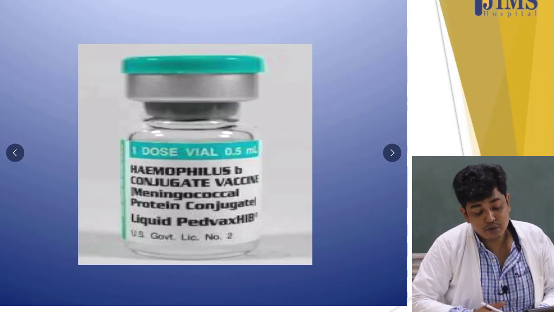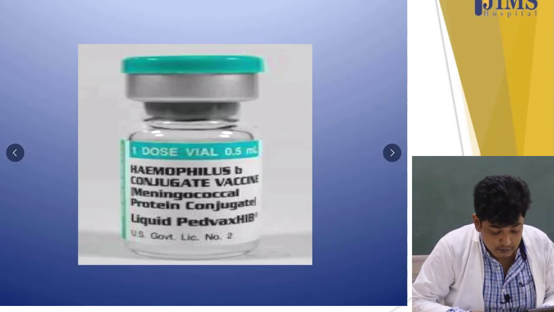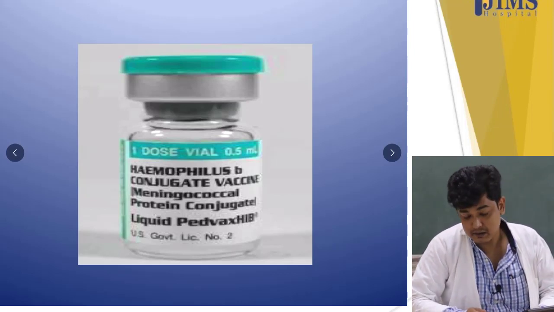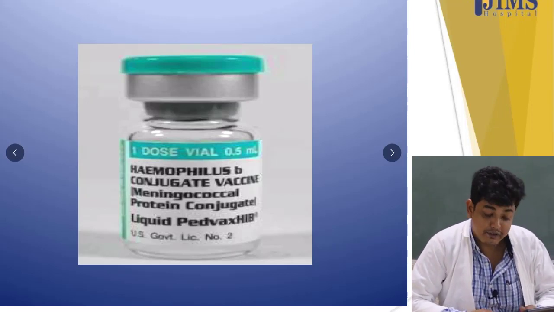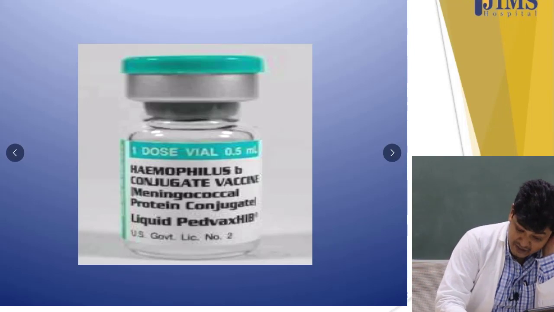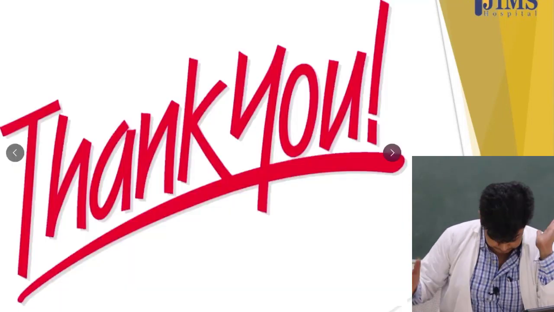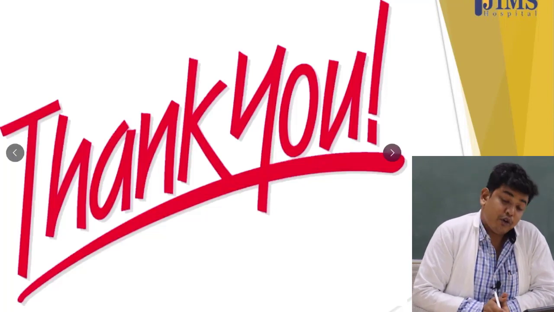And this is a photo of Haemophilus conjugate vaccine with meningococcal protein conjugated. PedvaxHIB is the name. It is easily available in the market. The pediatrician still gives it, but it is not there in the immunization schedule. So with this, we come to the end of meningococcal meningitis.